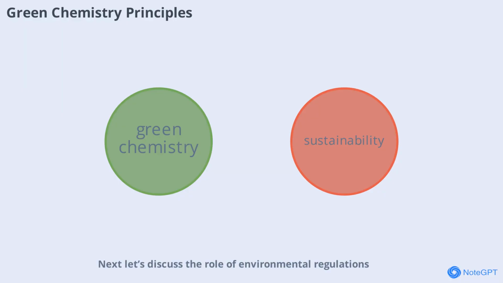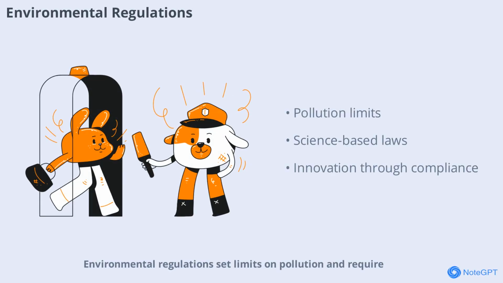Next, let's discuss the role of environmental regulation. Environmental regulations set limits on pollution and require industries to follow best practices for protecting the environment. These laws are based on scientific research and help ensure clean air, water, and soil. Compliance with regulations drives innovation and encourages companies to adopt greener technologies. Effective enforcement is key to achieving environmental goals.